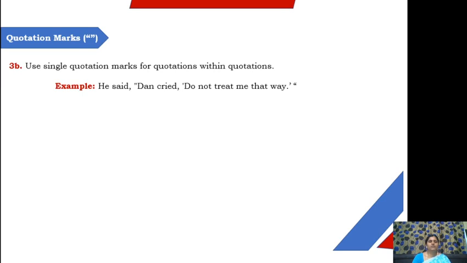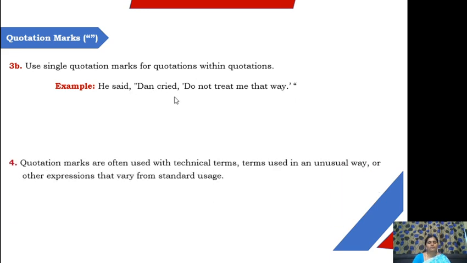Use single quotation marks for quotations within quotations. If you get quotations within quotations, the way to demarcate it is that the part within the quotation mark has to be kept in single quotes. Like here, Dan cried, "Do not treat me that way." So this is kept in single quotes, and this is within the quoted part.